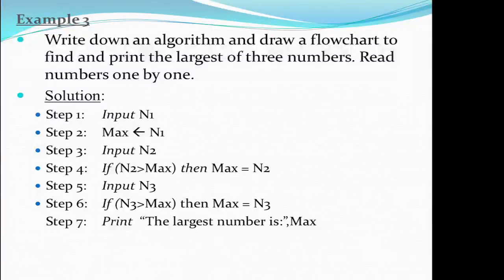Then on step 7 what will we do? Print the largest number is max. Now we display max, not n1, not n2, not n3. We display max because by using max we take all numbers, we compare all numbers by default. We will see swapping in future.